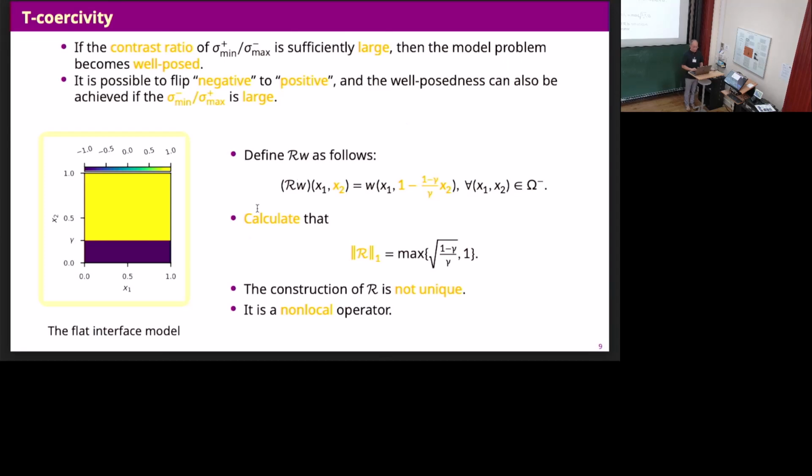And here we give an example of this mapping R. So here we consider this flat interface model, and then the interface is defined by this value gamma. And then this flip operator R can be defined like this. Okay, and then we can show that this norm is equal to this, and then we can apply the T-coercivity idea.